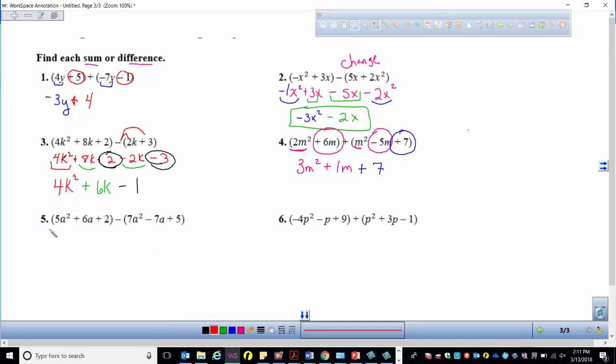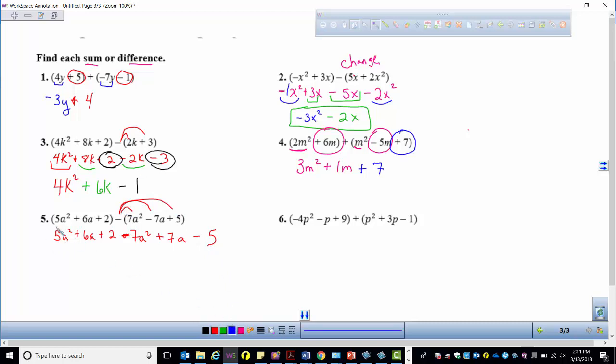All right, let's look at the next one. If you notice here, it's a subtraction. So it means I got to change everything in the second one. I'm going to change this one to a minus. So it's minus 7a squared. And then I'm going to change this one, but 2 negatives make a plus 7a. And I'm going to change this one, so it's going to be minus 5.